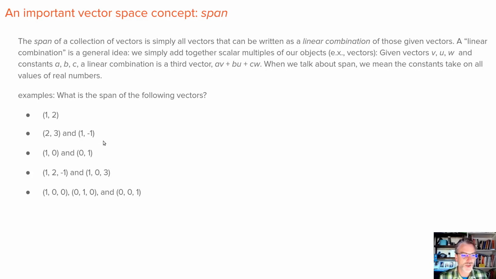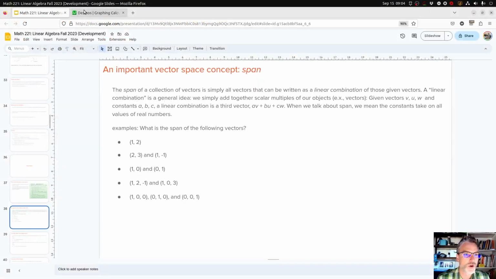But now let's look at the second one here. Here I've got two vectors, 2, 3 and 1, -1.